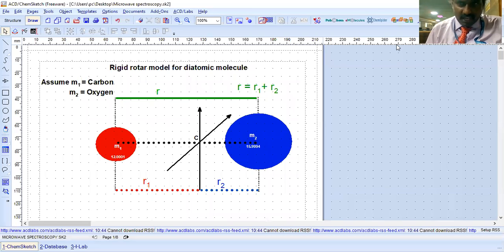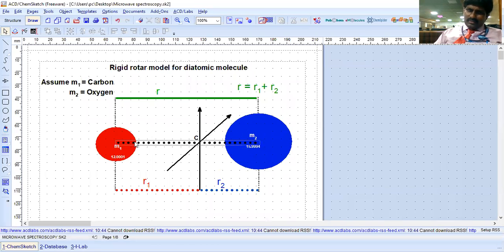Rigid rotor model for diatomic molecules. Let us assume carbon monoxide is a diatomic molecule. The atomic mass of carbon is 12, and the atomic mass of oxygen is 16. Clearly, the carbon is shown in red and the oxygen in blue. And this carbon monoxide molecule is a diatomic molecule.